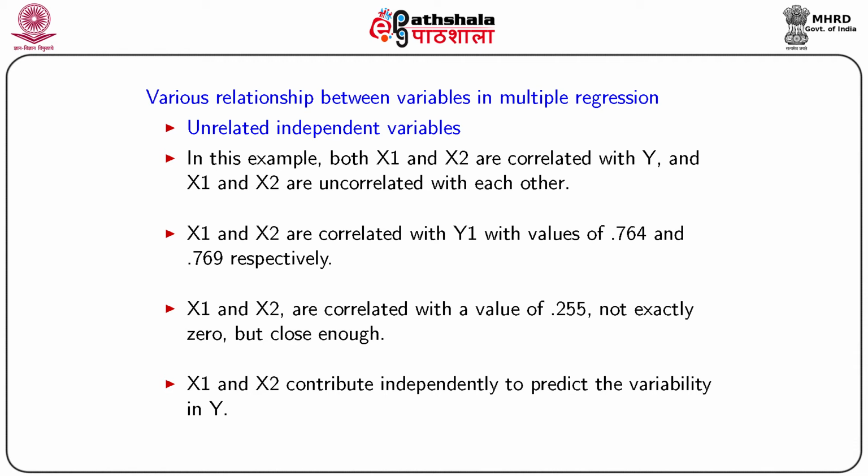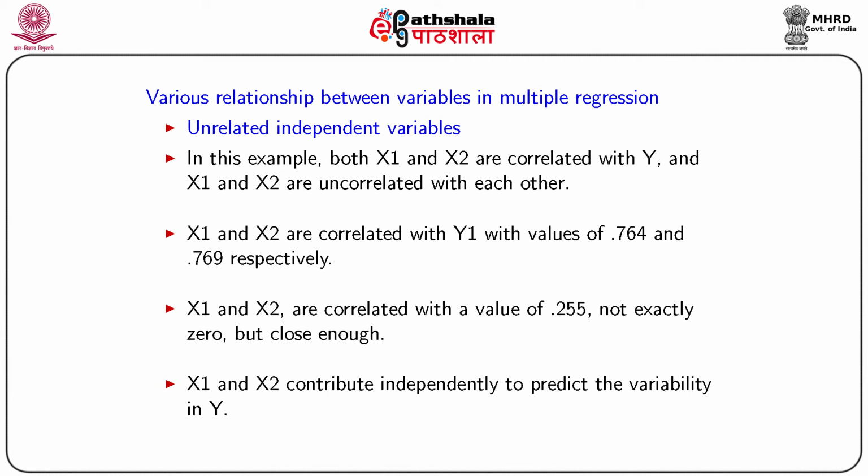The independent variables x1 and x2 are correlated with the value of 0.255, which is not exactly 0 but is close enough to 0, and thus its value is attributed to a low or weak relationship between x1 and x2. If the reader wants to consult the values of the correlation coefficient between the pairs of variables in this study, they can refer to the module which we have previously discussed.